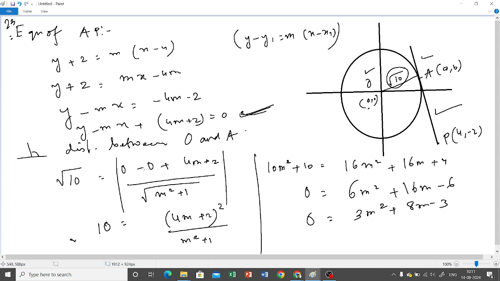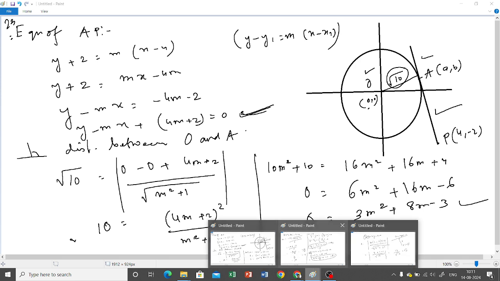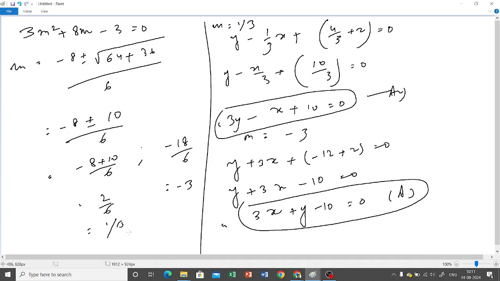So in place of x we put 0, in place of y we put 0, and what we are left with is 4m plus 2 divided by root of the square of the coefficient of x, minus m, which is m squared, plus the coefficient of y, which is 1, so 1. Now if you square both sides and solve, you will get a quadratic equation in the slope. If you solve it, you will get two values of slope: one is minus 3 and the other is 1 by 3.